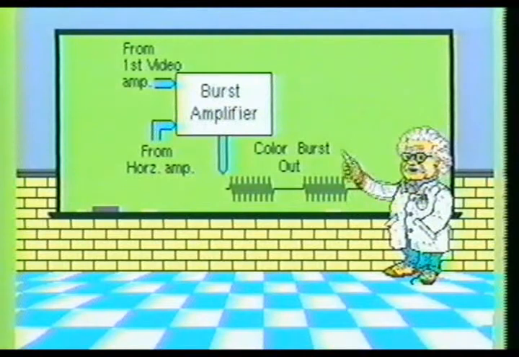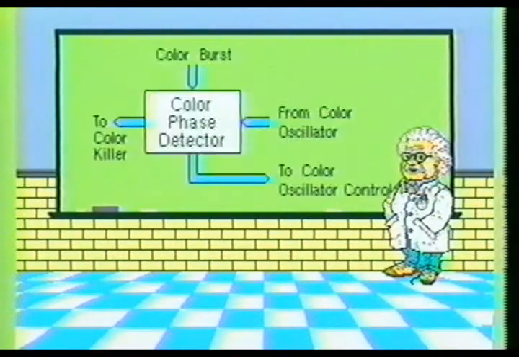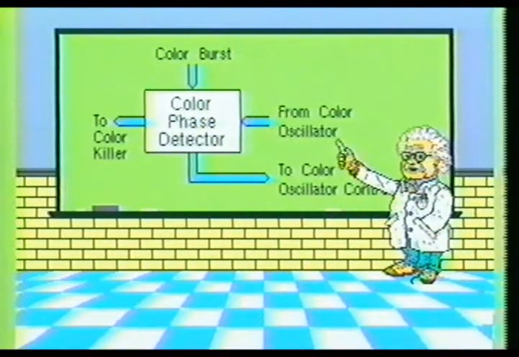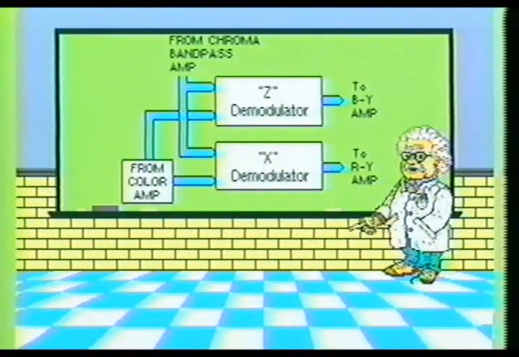The color burst amplifier outputs 8 cycles of 3.579545 MHz color signal each time it is triggered on by the horizontal output amplifier stage. The color phase detector stage compares the phase difference between the color burst signal and the 3.579545 MHz reference signal generated by the color oscillator stage. The demodulator stages are used to produce an output that is directly related to the amplitude and phase of the chrominance signal.